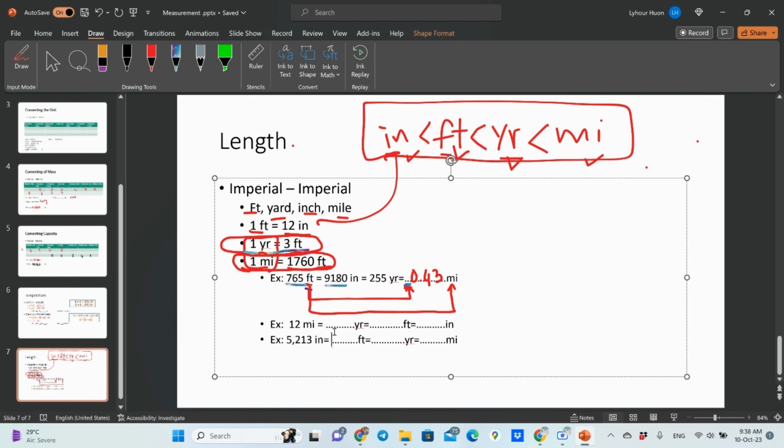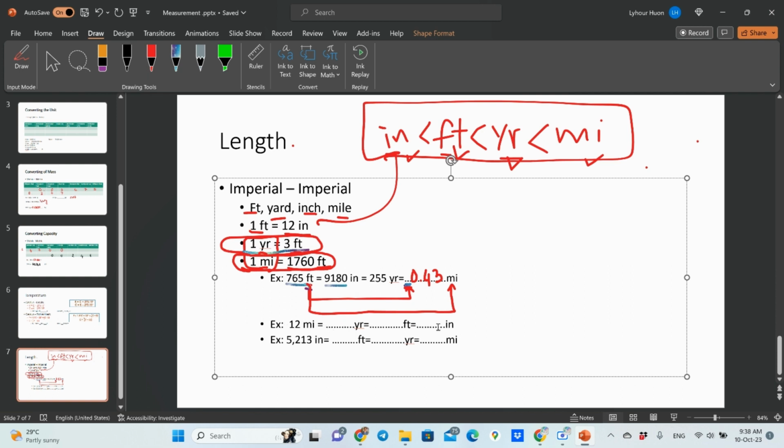Miles to yard, wait, to feet to inch. How do I convert miles to yards? Mile to yard, oh, this is a little bit critical. We only have mile to feet and yard to feet. So we can convert from mile first to feet, from bigger to smaller. So mile to feet first, and then feet to yard.